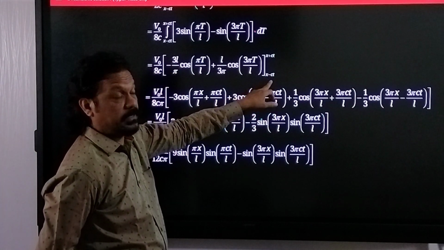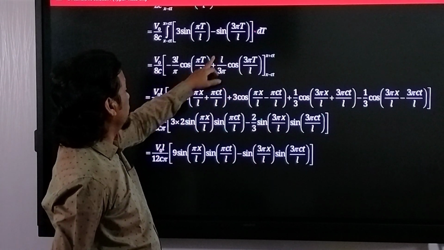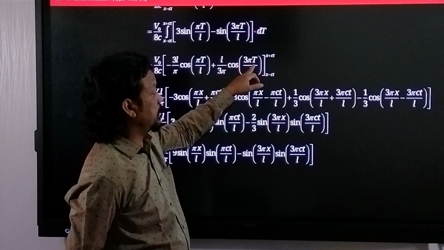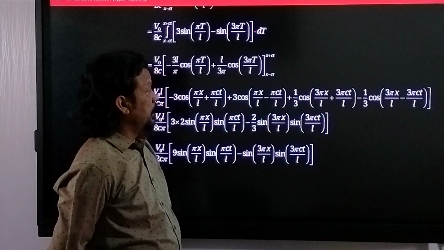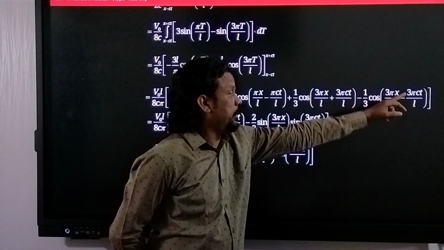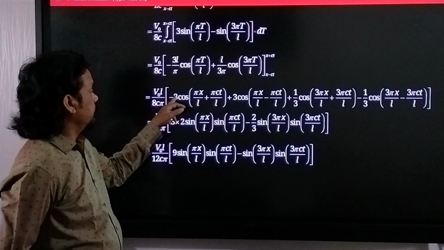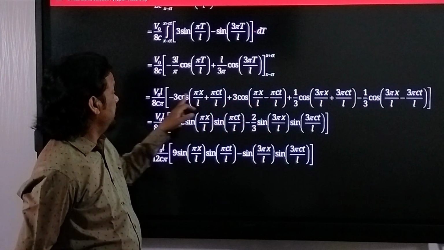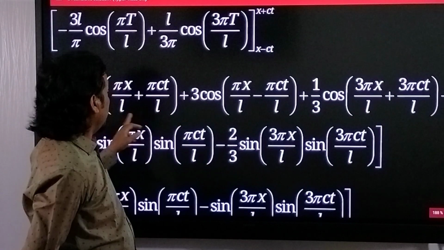It is given x minus ct. And in the second term, see here, L by pi I have taken common. So 1 by 3 cos 3 pi t, in place of t like x plus ct, so 3 pi x by L plus 3 pi ct by L. Again upper limit minus lower limit. It will become minus 1 by 3 cos 3 pi x by L minus 3 pi ct by L. So taking 3 common from these two terms, it becomes cos a minus b minus cos a plus b.